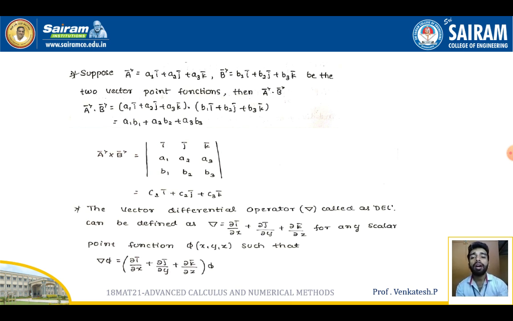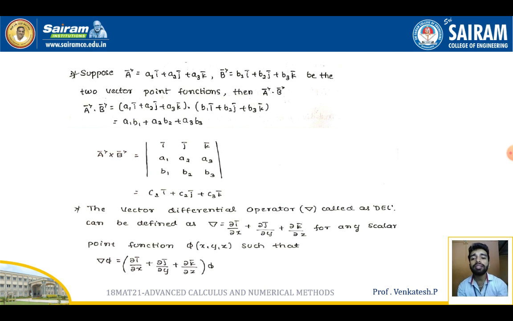Now I'm going to multiply the coefficients of i, j, k. Multiplying i with i, I'll get a1 b1. Multiplying the coefficients of j, I'll get a2 b2. Again with k, I'll get a3 b3. So I got the value of a dot b is equal to a1 b1 plus a2 b2 plus a3 b3. One thing we can observe here is that the vectors a and b are vectors, but after the dot product, a dot b is a scalar.